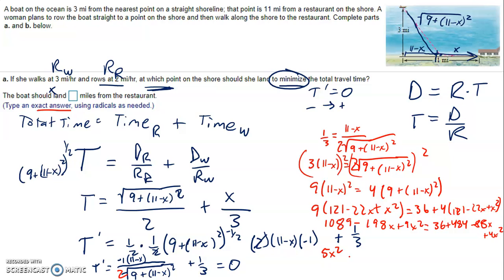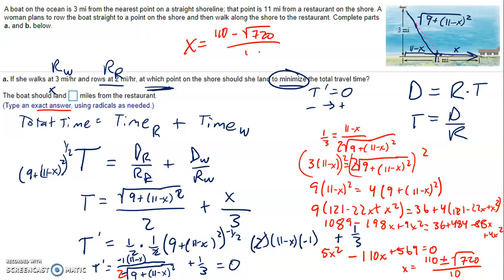Same idea for everything else. And I'll end up with 110x plus 569. Use the quadratic formula here, and you would get two solutions. X would either be 110 plus or minus the square root of 720 divided by 10. Now, if we use the positive version here, it's going to be more than 11, which doesn't make sense. So we have to use the negative version. So x would be equal to 110 minus root 720 over 10.